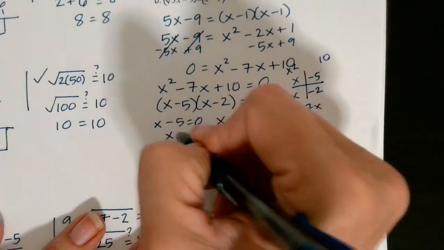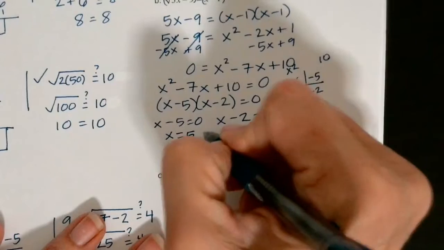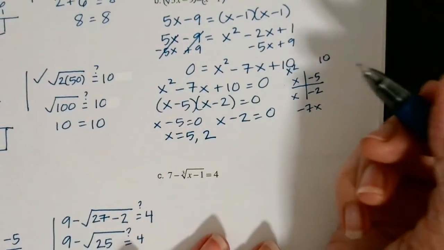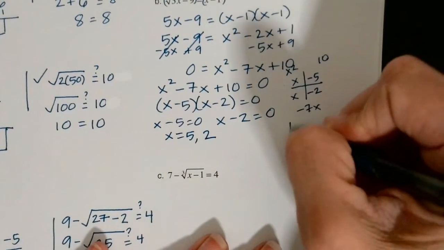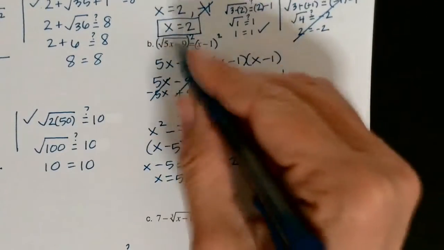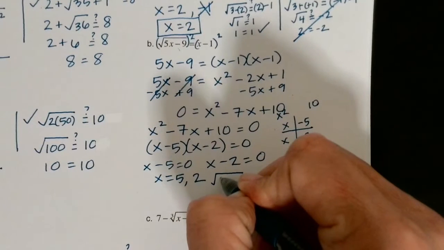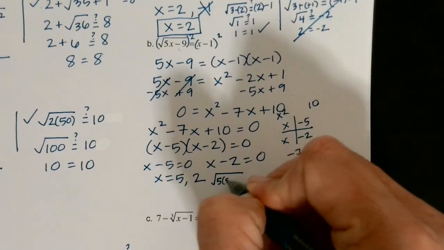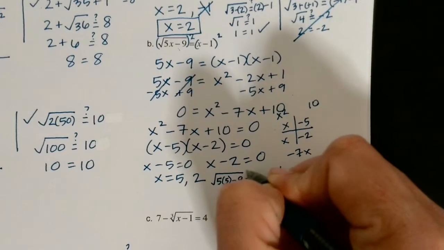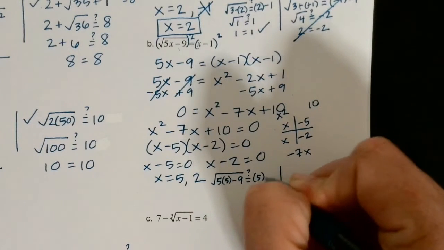So x equals 5 and 2. Okay, so now we're doing our little check here. So we go back to the very original problem. Even though I have squares on there, I'm doing it without that. So I have 5 times 5 minus 9. Does that equal 5 minus 1?